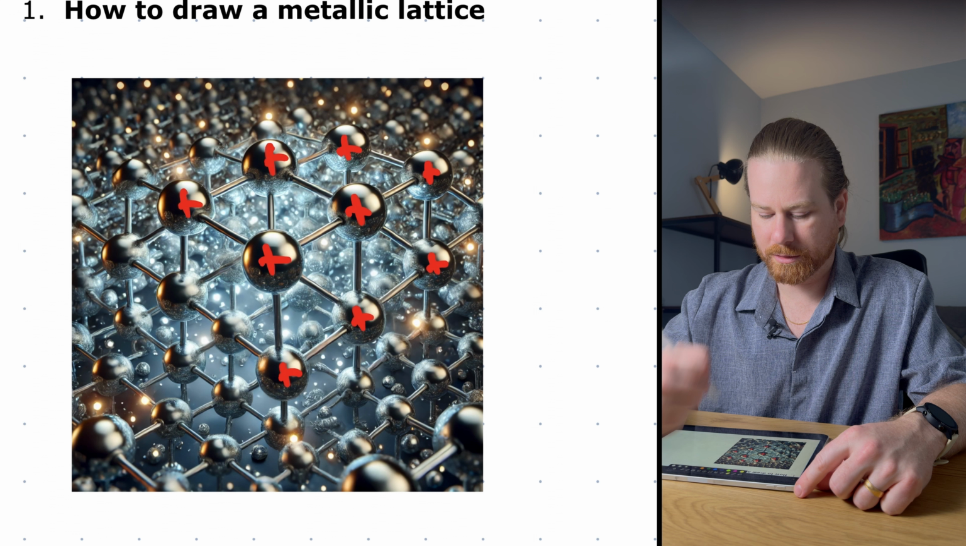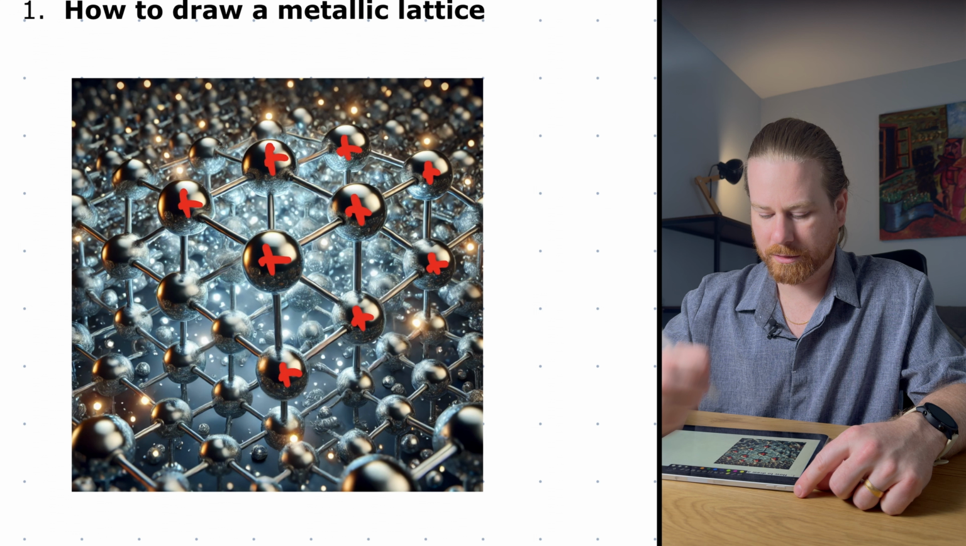So with the lattice we have our positive metal ions arranged in a regular way. So this is what the word lattice means. Again, we've seen this word before. Lattice just means regular arrangement. And we've got our regular arrangement of positive metal ions.